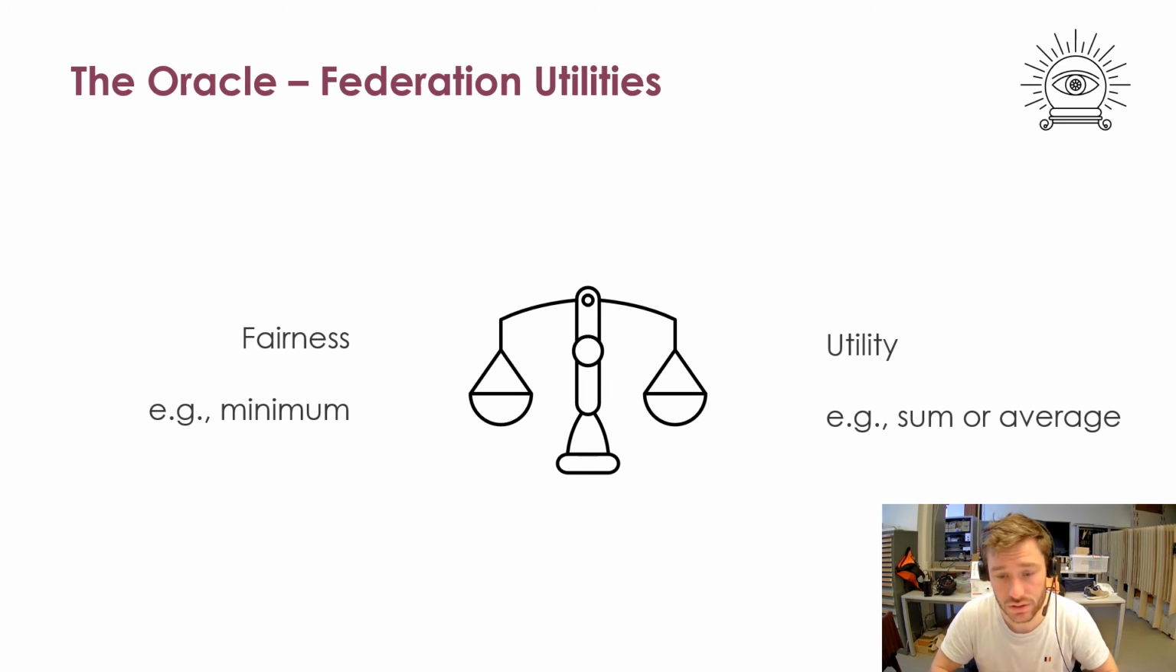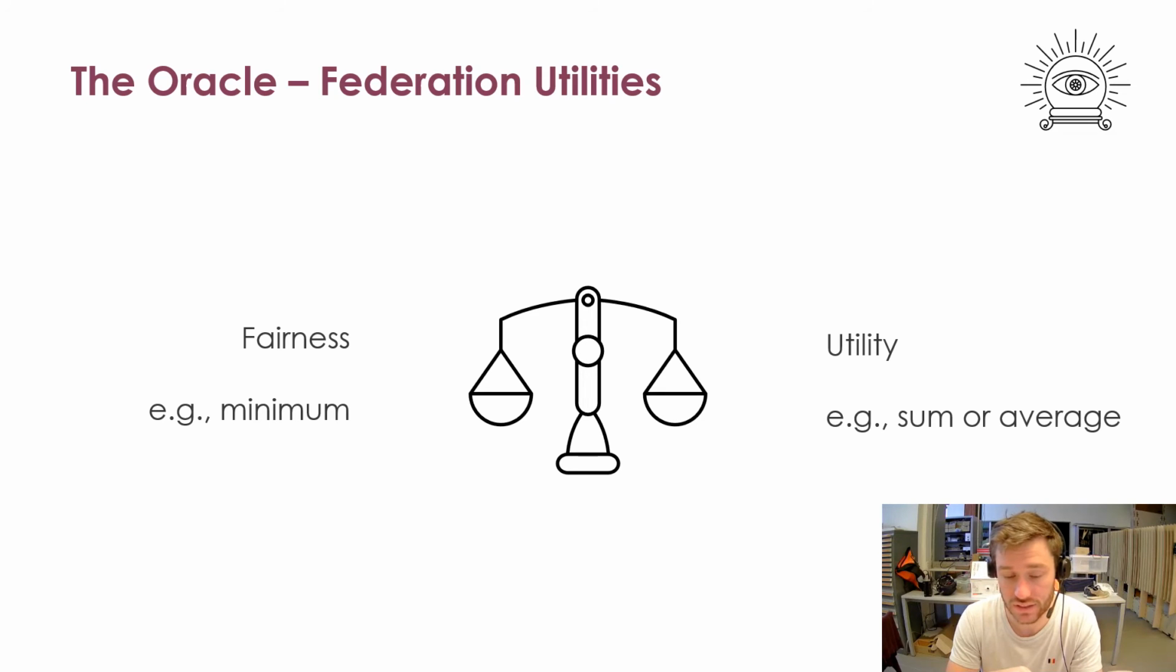So the federation utility. We first had the user equipment utilities, so how do we derive the federation utility? There is also a trade-off to be made. We can have fairness, where we, for instance, use the minimum of the UEs' utilities allocated to the federation.